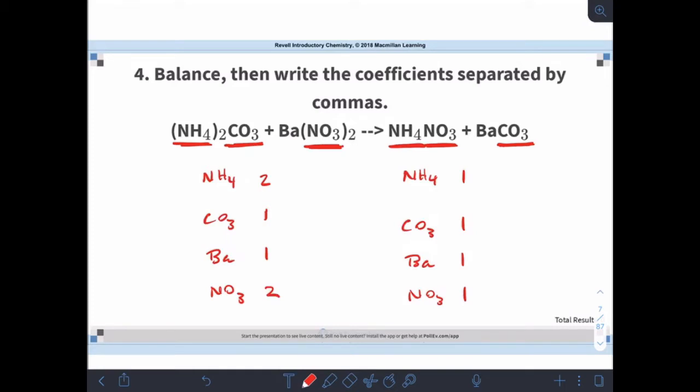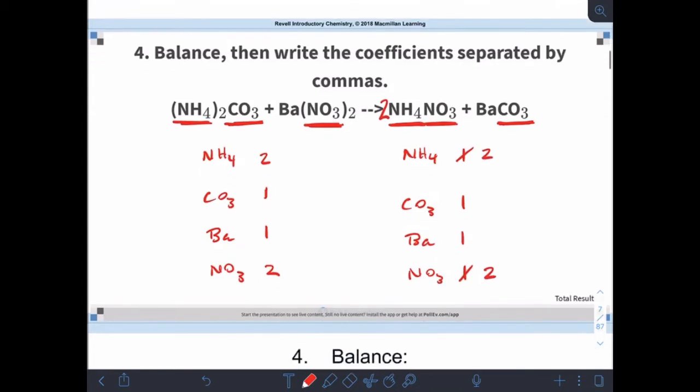So the only thing that's not balanced are the NH4 and the NO3. So on the left, I have 2 NH4s. On the right, I have 1. So if I put a 2 in front of that compound, that means that I now have 2 NH4s and 2 NO3s. And that balances everything out. So if I write those coefficients with commas, just 1 for each thing, I have 1 (NH4)2CO3. I have 1 barium nitrate. I have 2 ammonium nitrates, NH4NO3, and I have 1 barium carbonate.